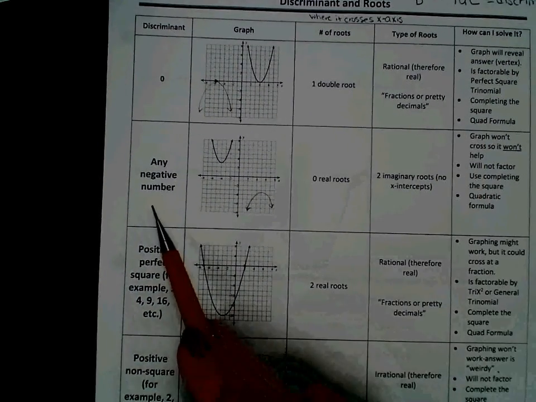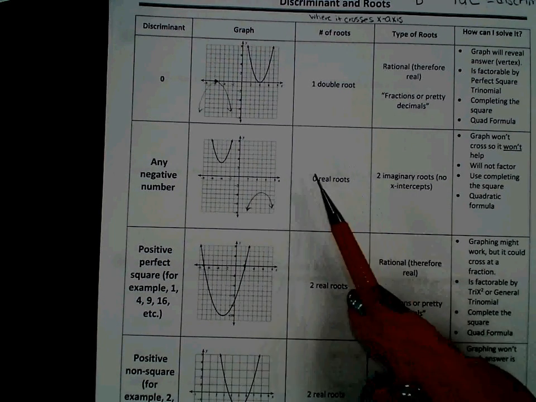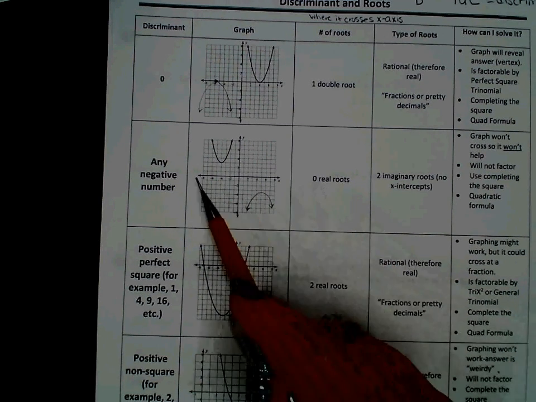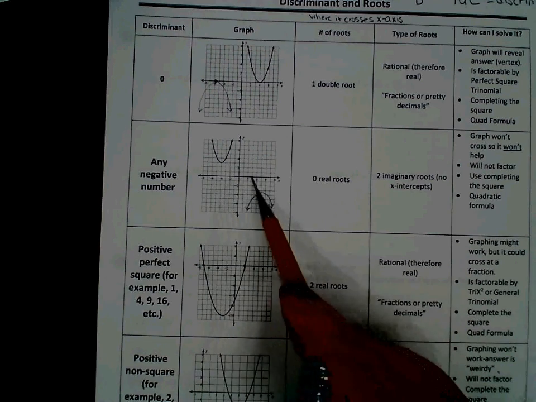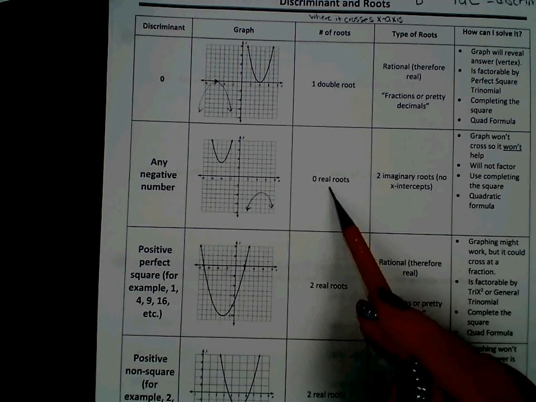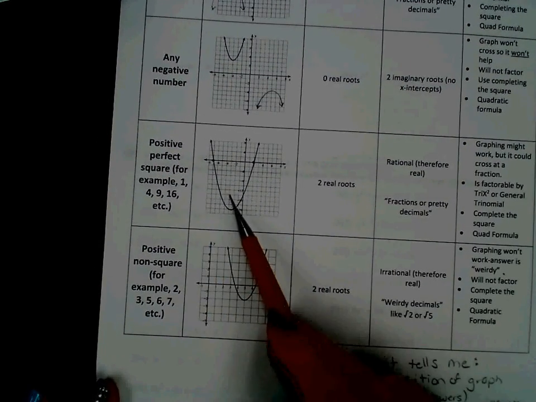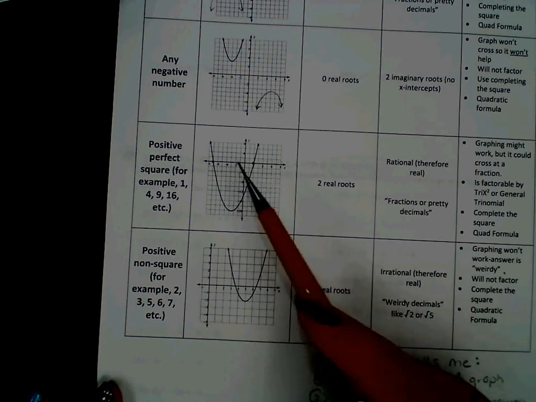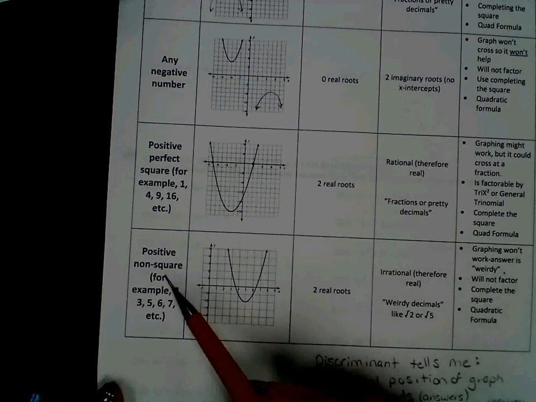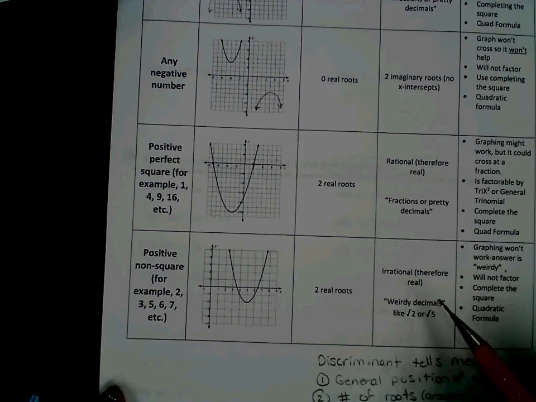If your discriminant is negative, it doesn't even cross the x-axis, so you have no real roots. To have a real root, it has to cross the x-axis. If the discriminant is a positive perfect square, then it crosses the axis twice, so you have two real roots, and they're kind of pretty numbers. If it's a positive non-square, it crosses twice, so you have two real roots, but they're not really pretty.